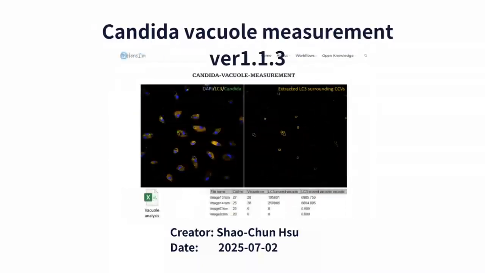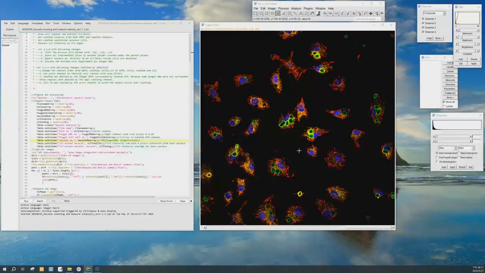Hello, everyone. This video is mainly to introduce the script we just completed, this Fiji script and its analysis functions, and a tutorial on how to use it. Alright, let's first take a look at the file name of the script: Vacuole counting and measure intensity. We have actually revised it several times. Now, this is version 1.1.1.